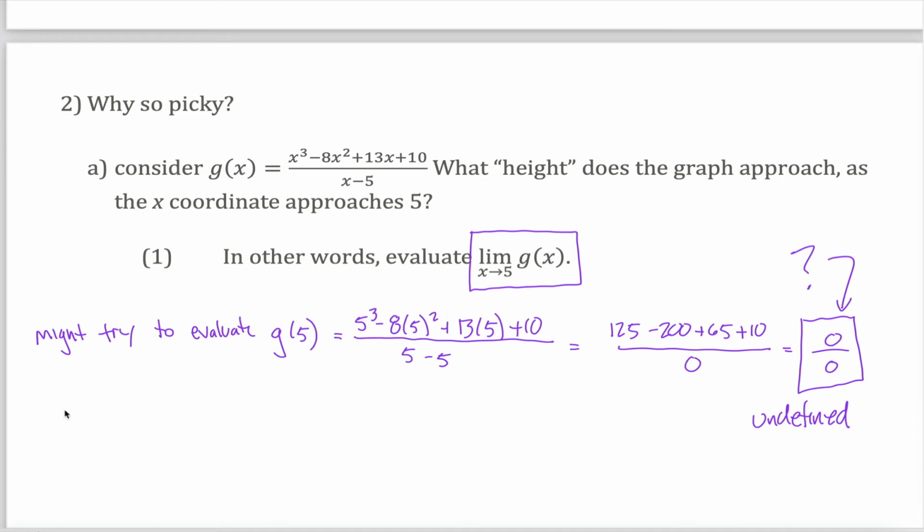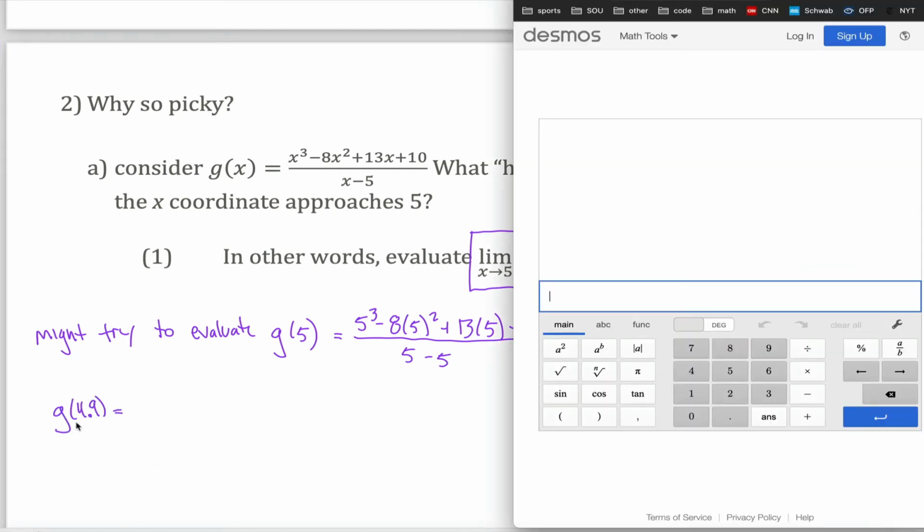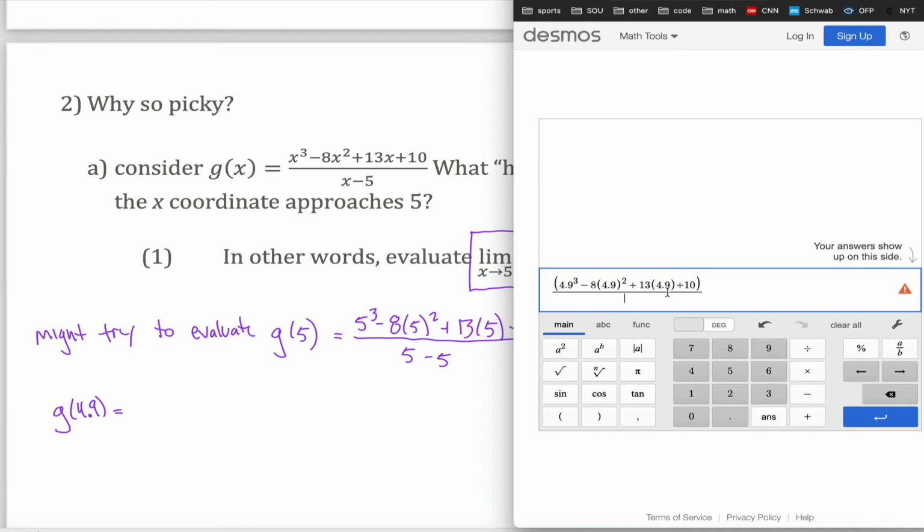But if I look at points close to 5, if I look at like 4.9, for example, I can figure out the output with the help of a calculator by taking 4.9 and cubing it, and then subtracting 8 times 4.9 squared, and then adding 13 times 4.9, and then adding 10, and dividing that whole mess by 4.9 minus 5. G of 4.9, as I'm calculating here with the help of some technology, is 7.31. And you might be like, right, but 4.9, is that really that close to 5? I mean, it's kind of close, but it's not super close.